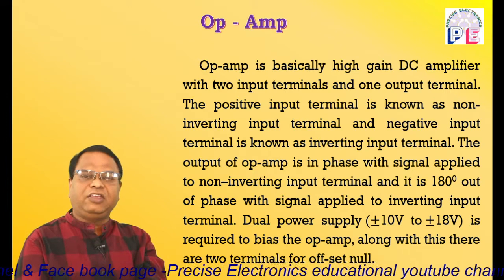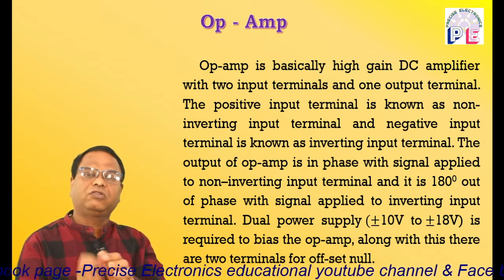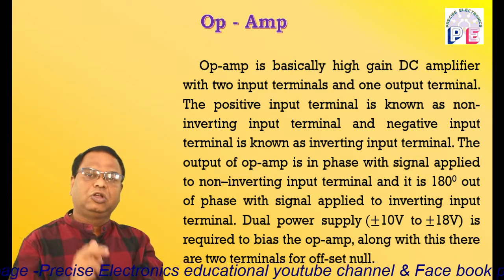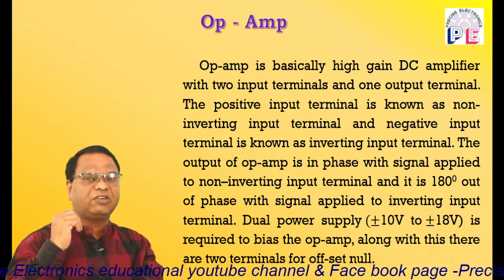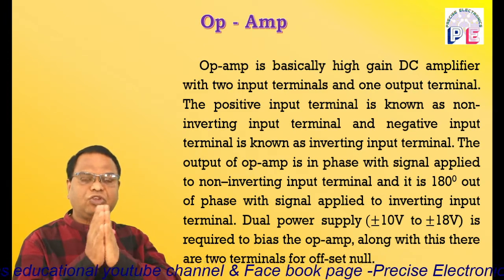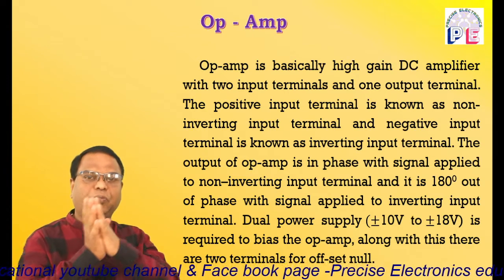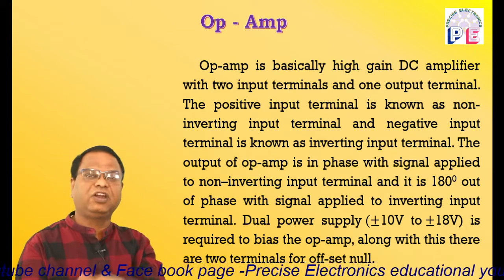This IC or this amplifier requires dual power supply for its operation. The dual power supply is used for the biasing purpose. The range of this power supply is plus minus 10 volt to plus minus 18 volt, and that is connected to this amplifier for its operation.